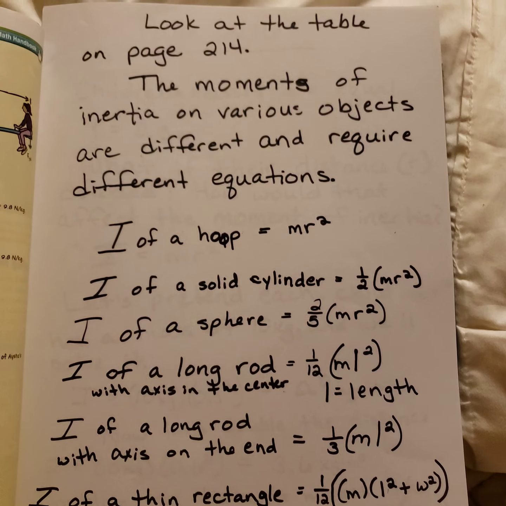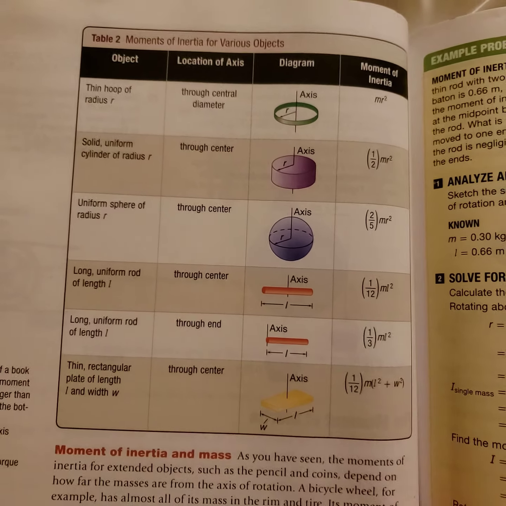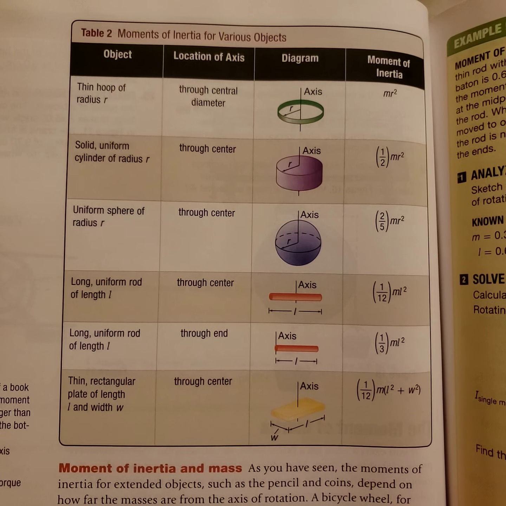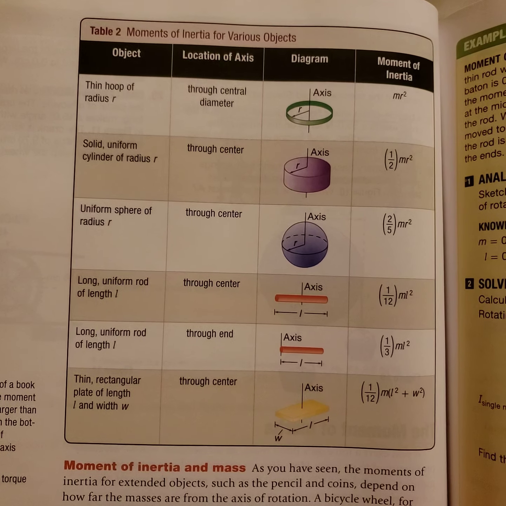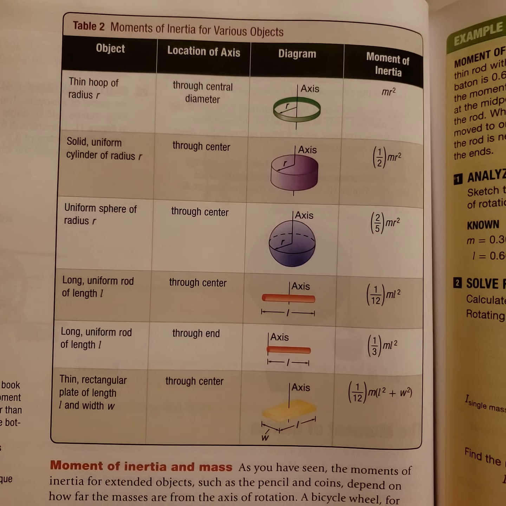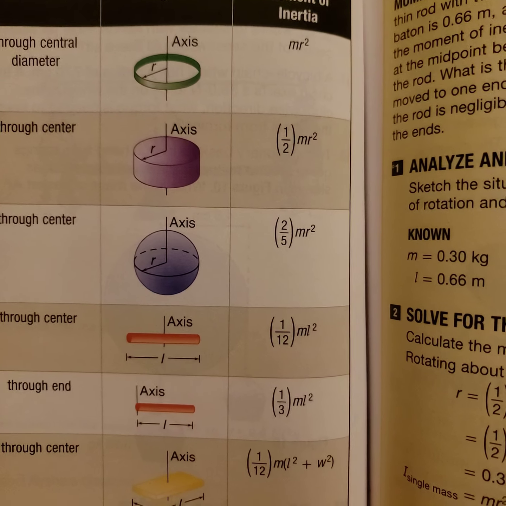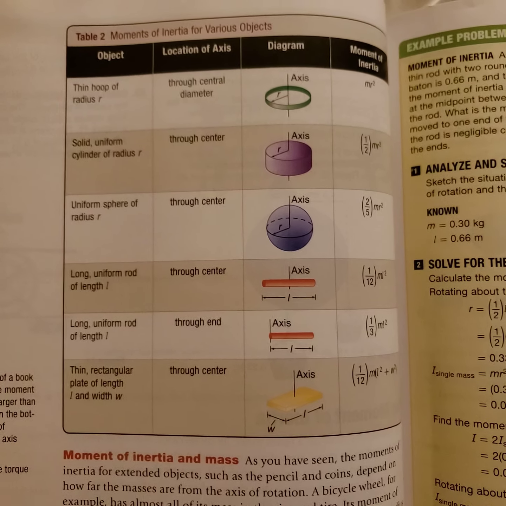Now, if you take a look on page 214, you are going to see this table. This table shows you all of the different moments of inertia for various objects. And so you'll see that we use different formulas for different objects. I'll go over just the way I had done it.